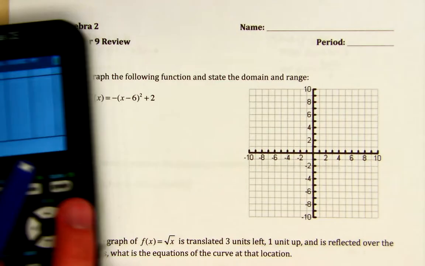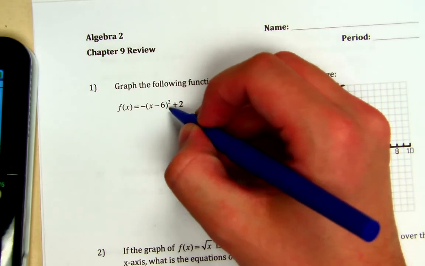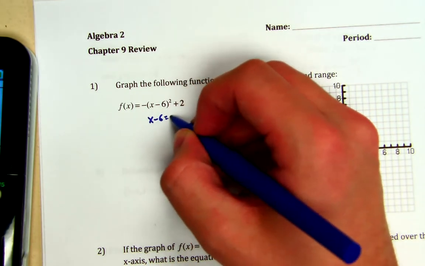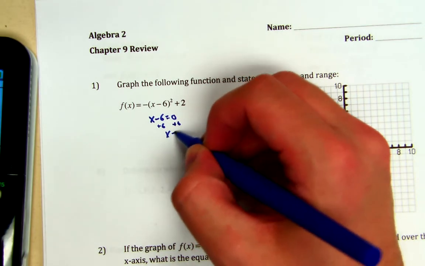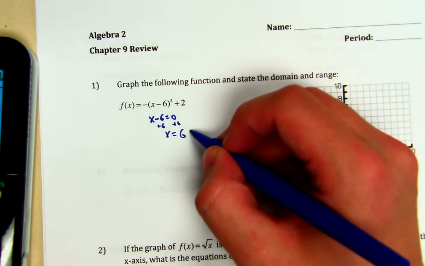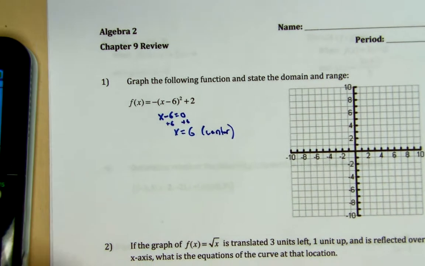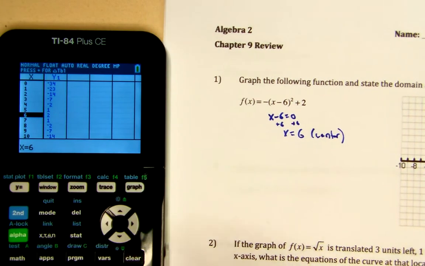Well, here's another way to find that vertex without using your calculator. Whatever is raised to that power, take that, set it equal to 0. So x minus 6 equals 0. Add 6, you get x equals 6. This should be the center of your table. Well, we already confirmed that. It is the center of my table over here, 6, 2.